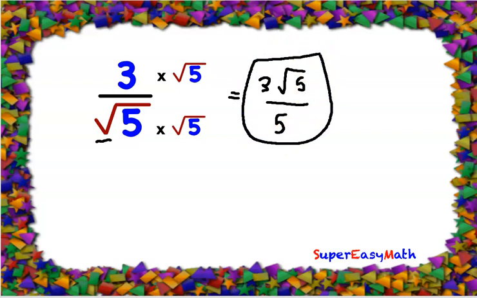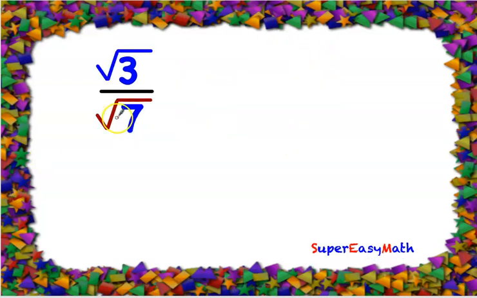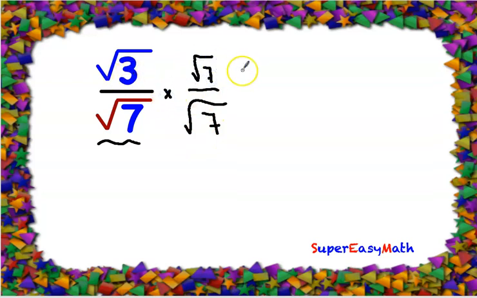Another example. To rationalize this fraction, multiply the denominator by square root of 7 and the numerator by the same number, which is square root of 7. So square root of 3 times square root of 7 is equal to square root of 21 over 7. So we have no square root in the denominator, so the fraction is rationalized.